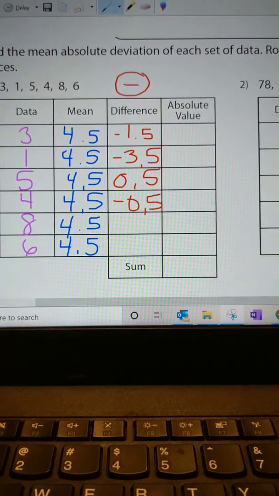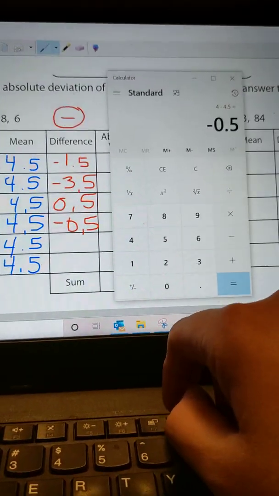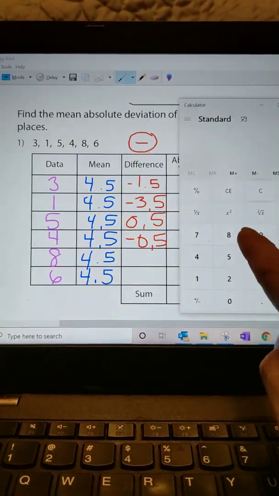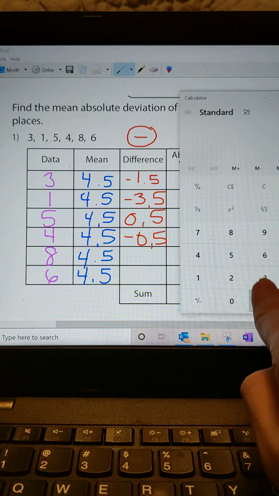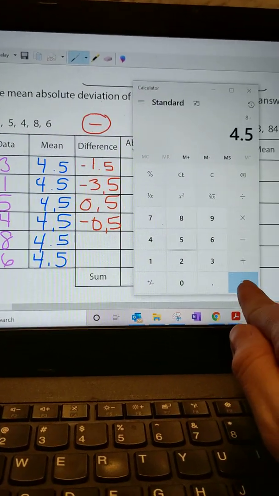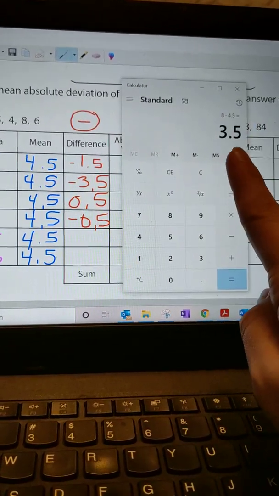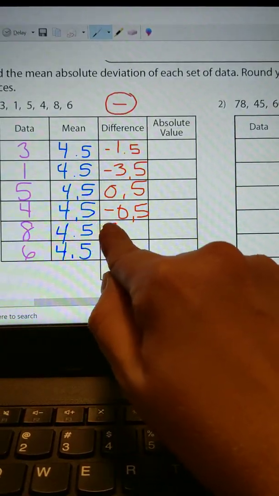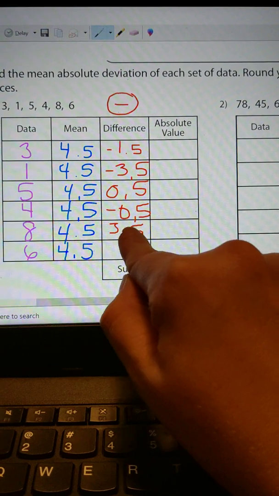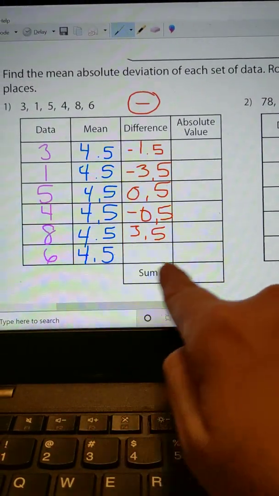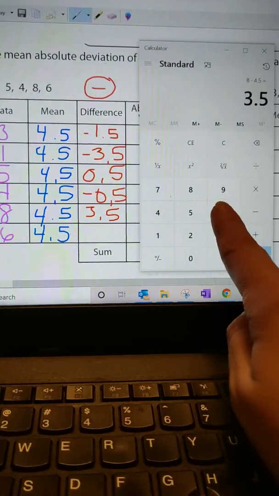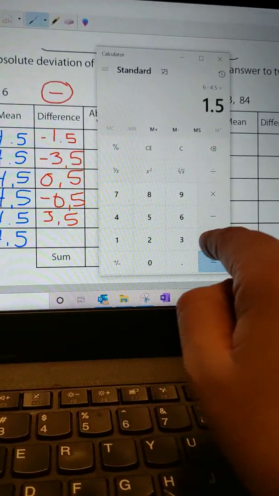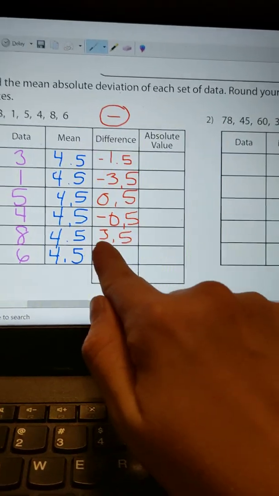8 minus 4.5. I don't feel like doing that because it's late at night. Miss Howell had a long day today. So I'm just going to use the calculator. Why not? You will get it for this standard. 8 minus 4.5 is 3.5. So that's on the right. 3.5. Last one's 6 minus 4.5. Again, you have a calculator. Use it. 6 minus 4.5. That is 1.5.